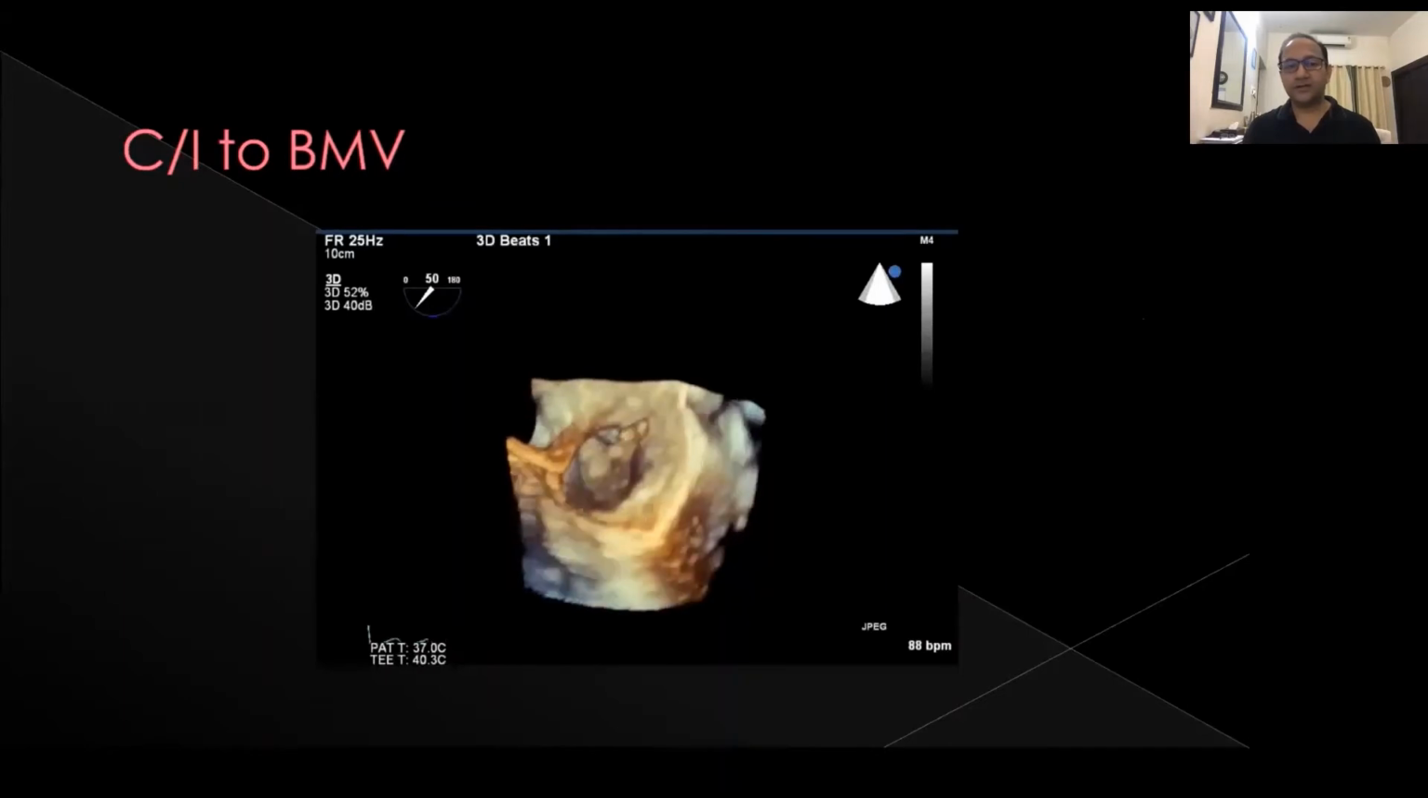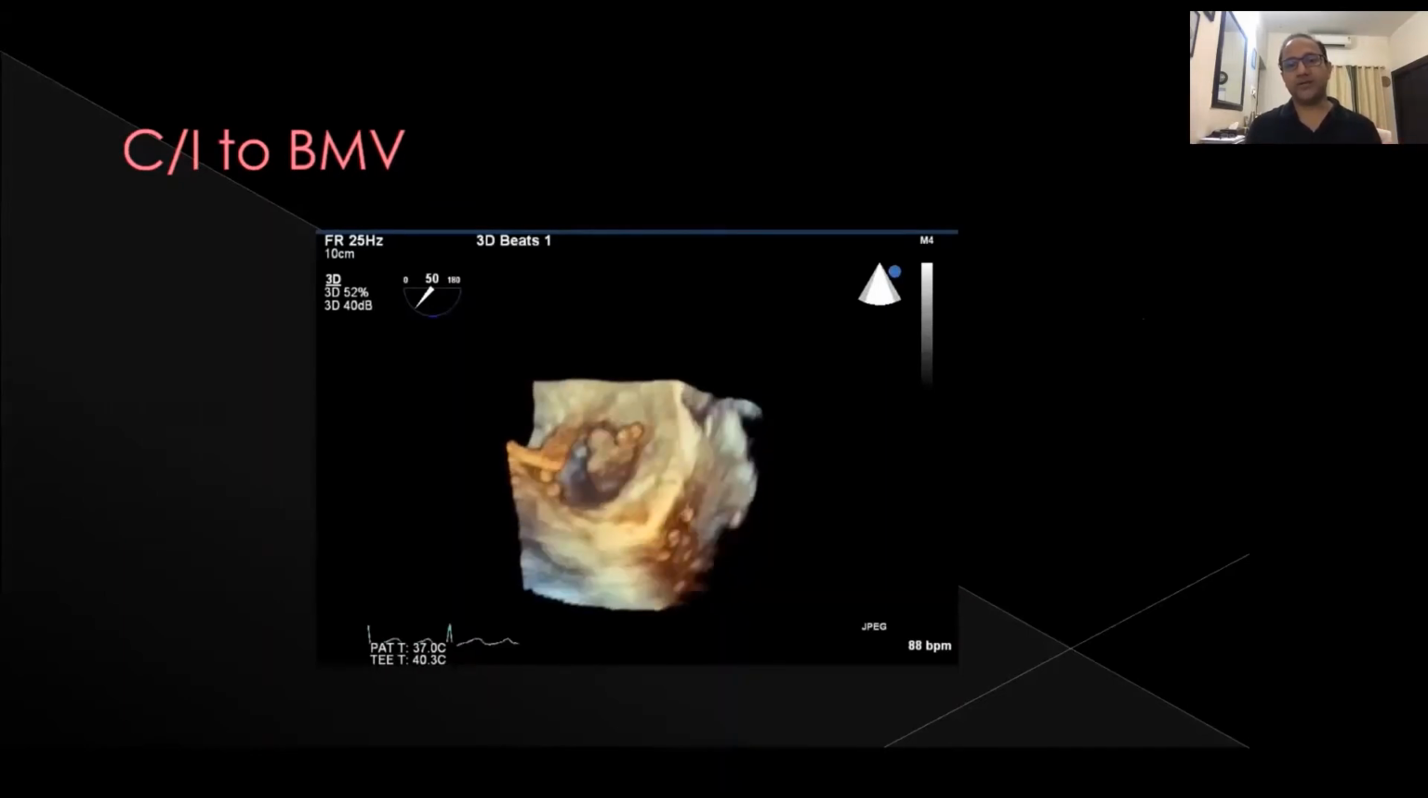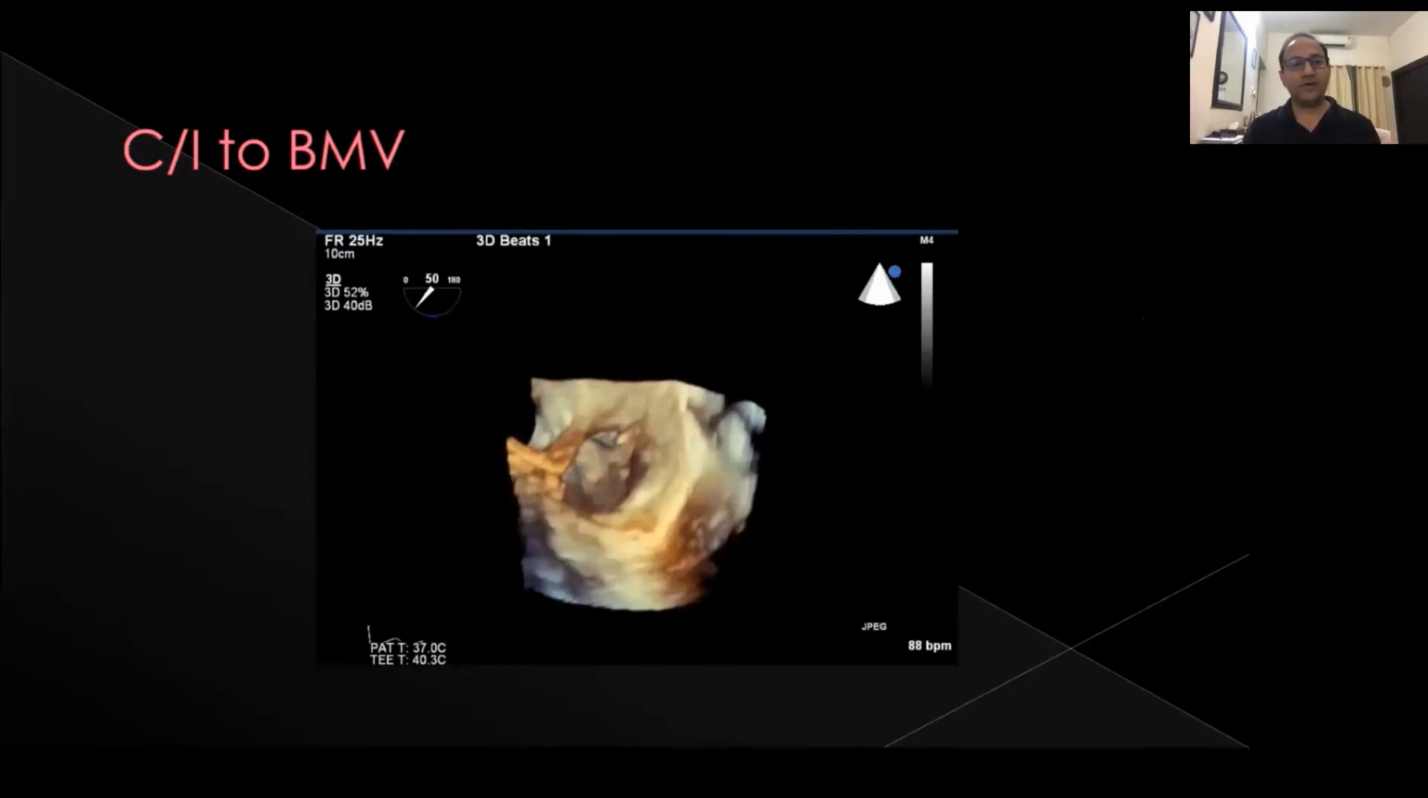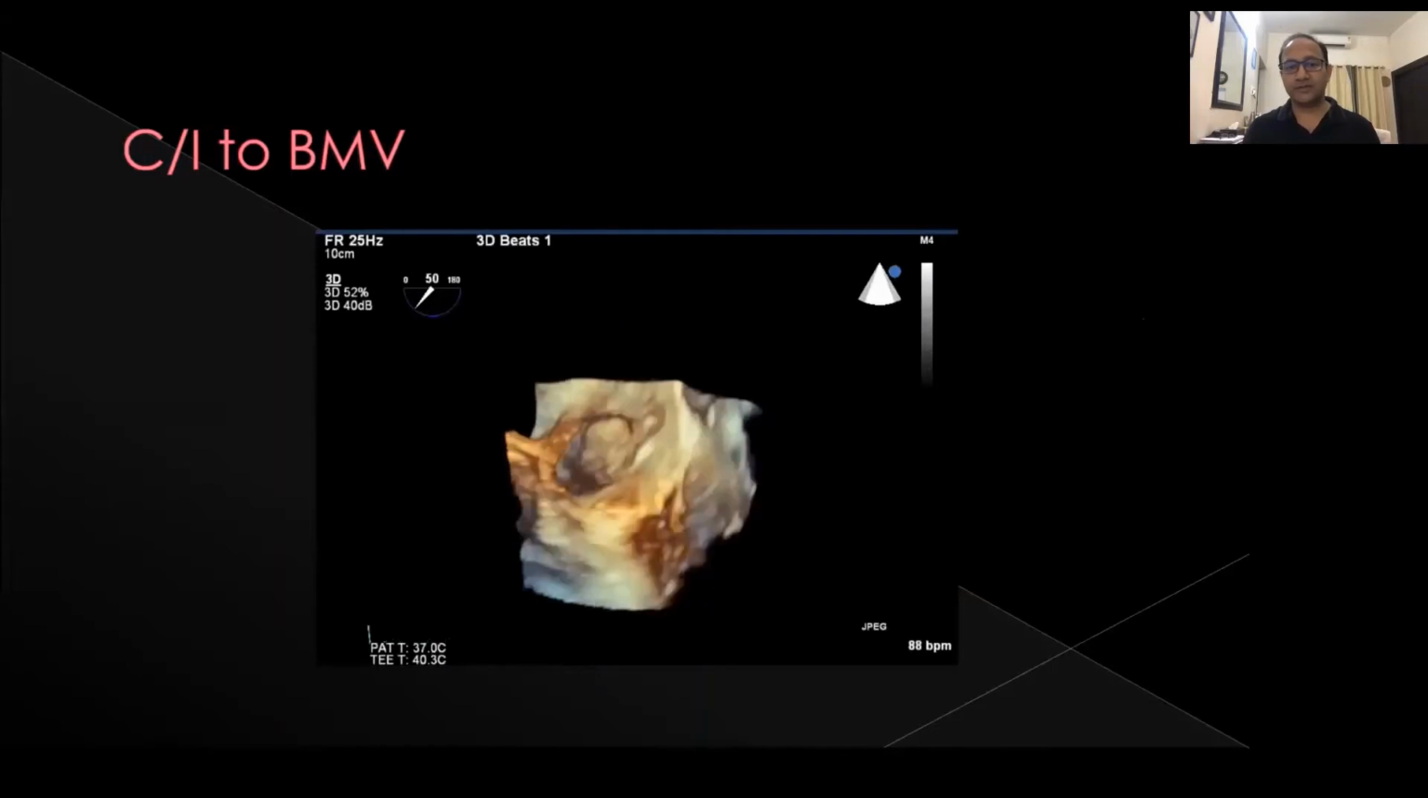And of course, there are certain contraindications to ballooning. I'll touch upon them right here before I move on. So you can have a large left atrial appendage clot, which is a contraindication, and these are common in mitral stenosis patients.